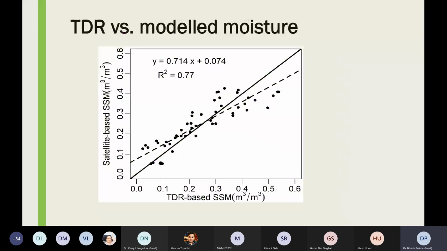And this is the comparison with the TDR. So on the x-axis I have the TDR-based moisture. I think almost 56 samples I have collected over all these areas, and then compared to the satellite-based, we get a very good correlation, that is 0.77, okay.